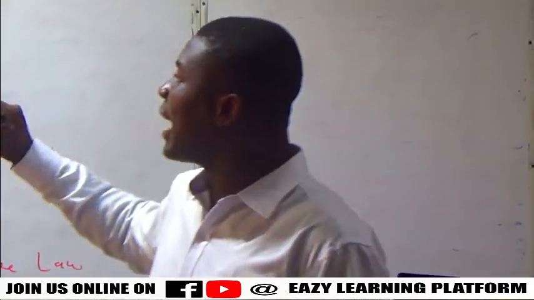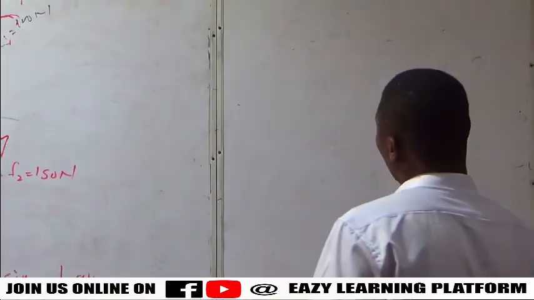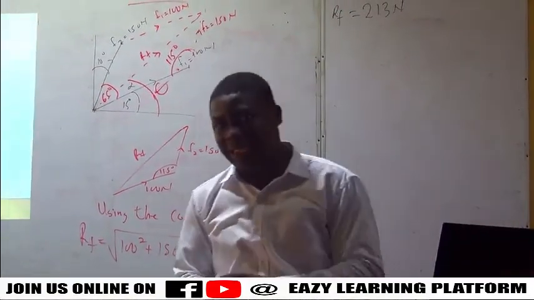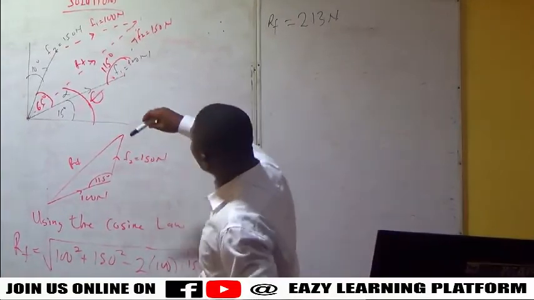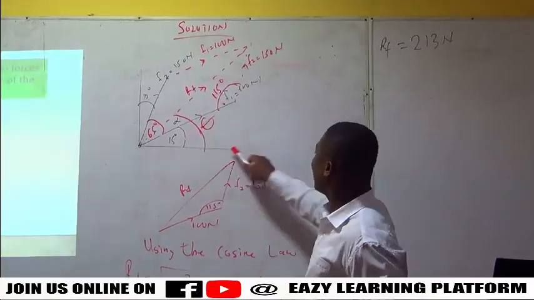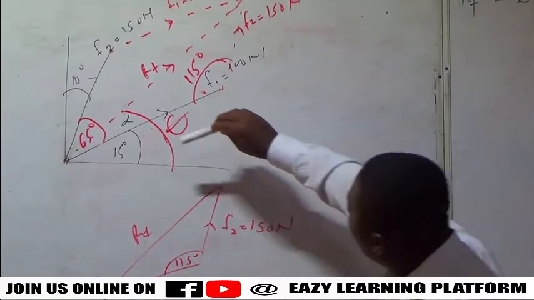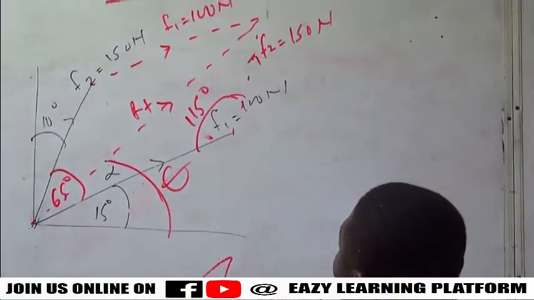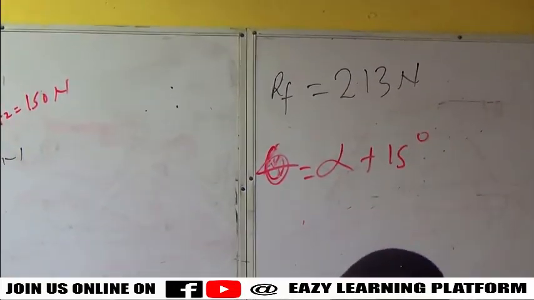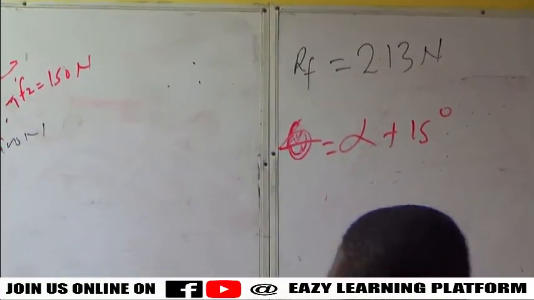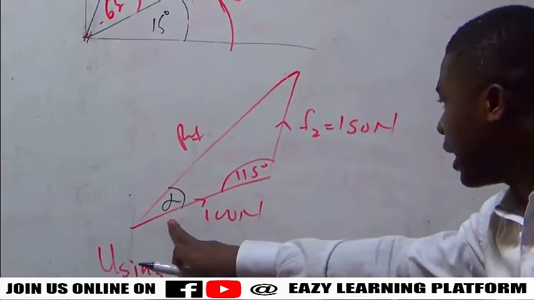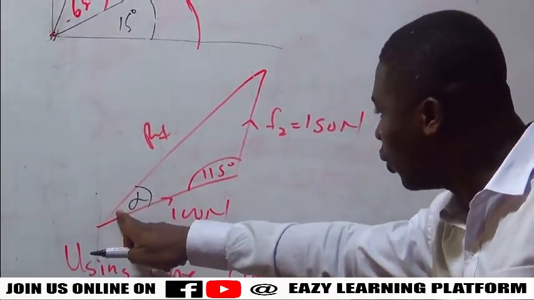Now the question says that we should find the direction of the resultant force. So we found the resultant force, but what is the direction of the resultant force with respect to the x-axis? Now it means that we are going to find this angle theta from the resultant force to meet the x-axis. Okay, so this whole angle is theta. Now we know that theta will be equal to alpha plus 15 degrees. Do we know alpha? We don't know alpha. Now, our alpha is the same as this angle here from this diagram.